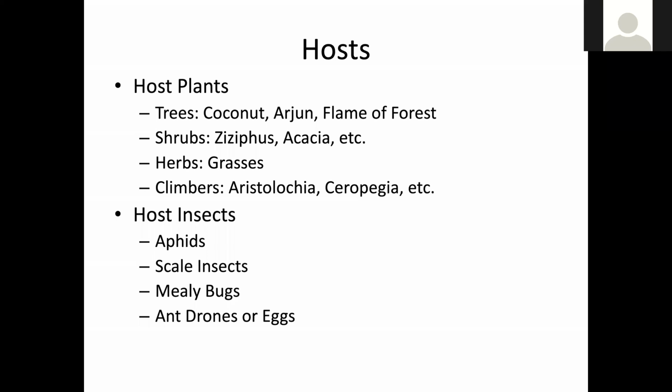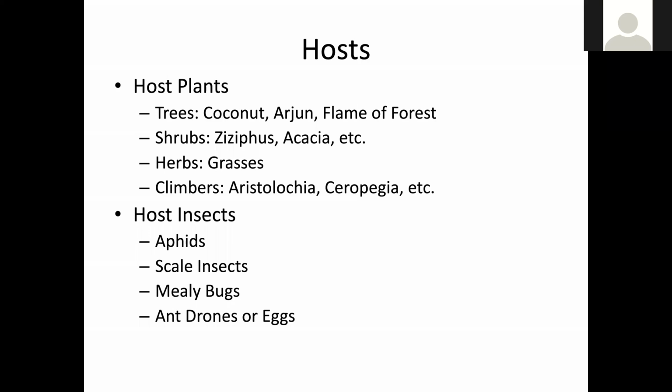Apart from them, some butterflies are known to use insects as their host, and those are aphids, scale insects, mealybugs, and ant drones or their eggs. So there are examples like the Egg Fly, which is known to feed on some mealybugs. And if you go to the northeast, you can find several larvae of dark Ace butterflies, Mottles. Those are using scale insects for their early stages. So this is what is interesting about those particular species. Okay, so I will move on to the next slide.